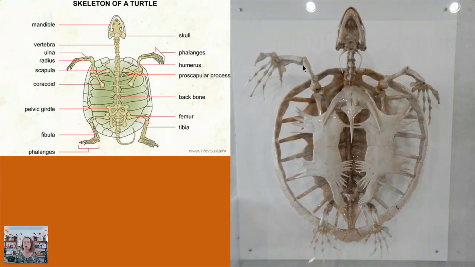So the male has much longer claws, and they use those to wave around at the female to court her and to touch her. And the female has shorter claws. And also with the tail, the male has a longer tail, like in this image, and the female has a shorter tail.